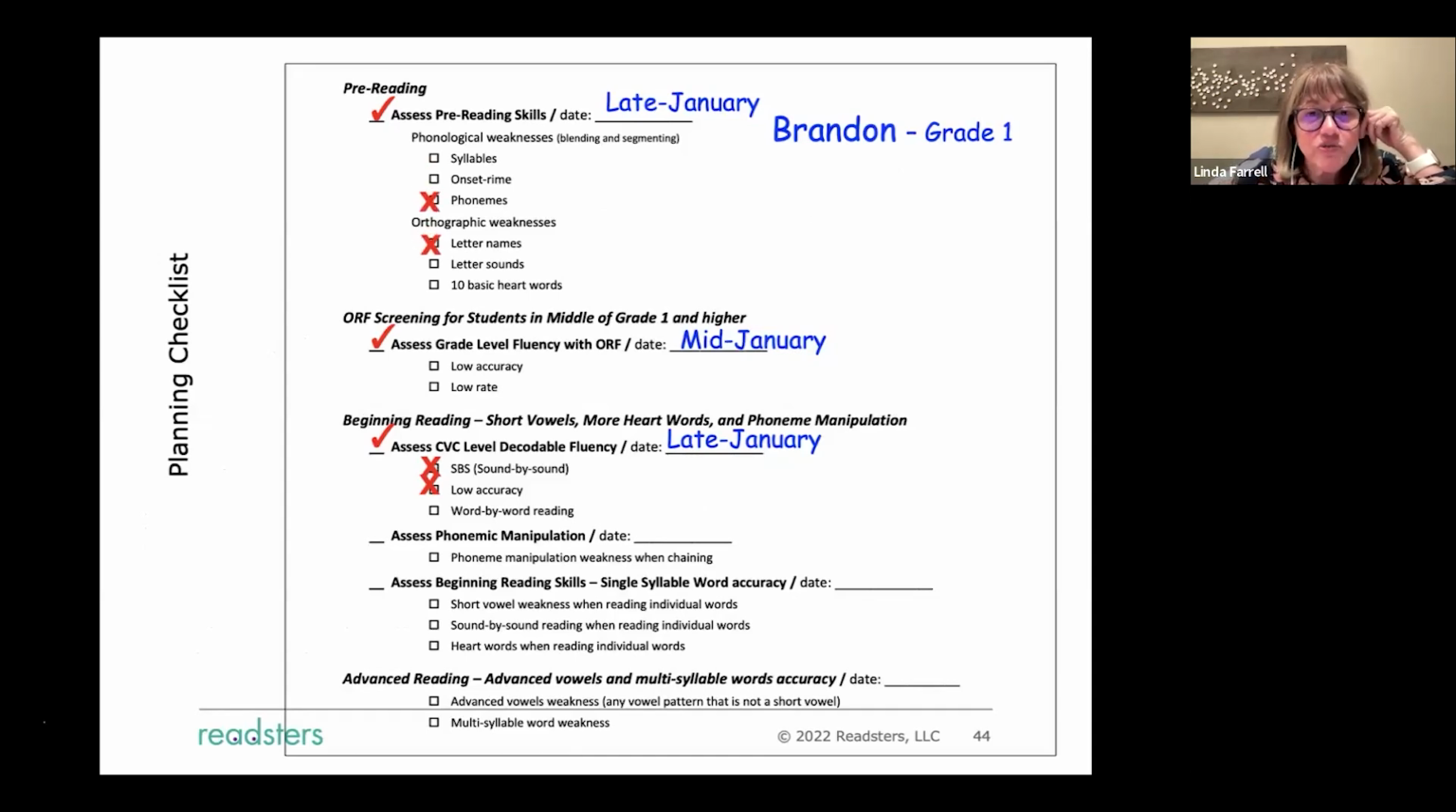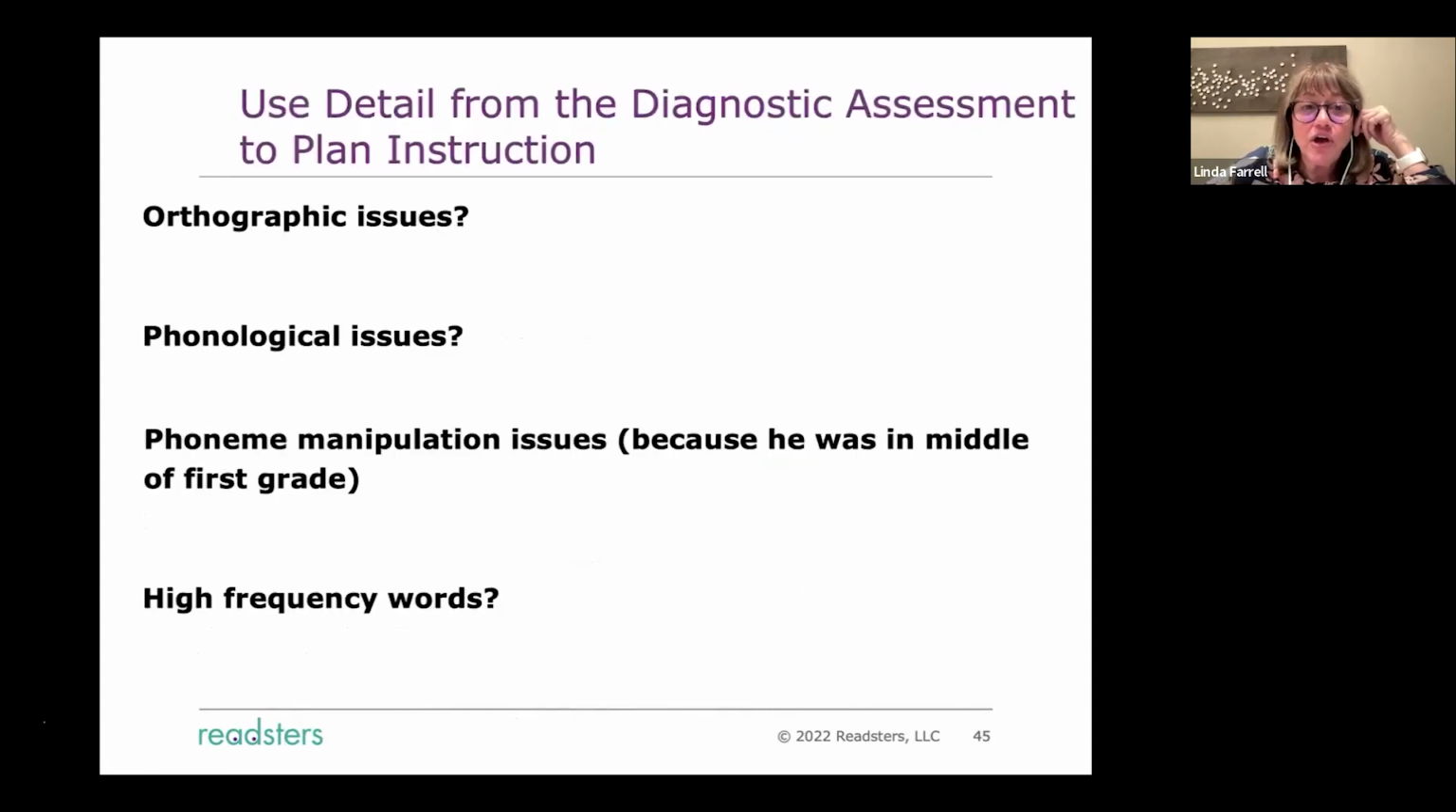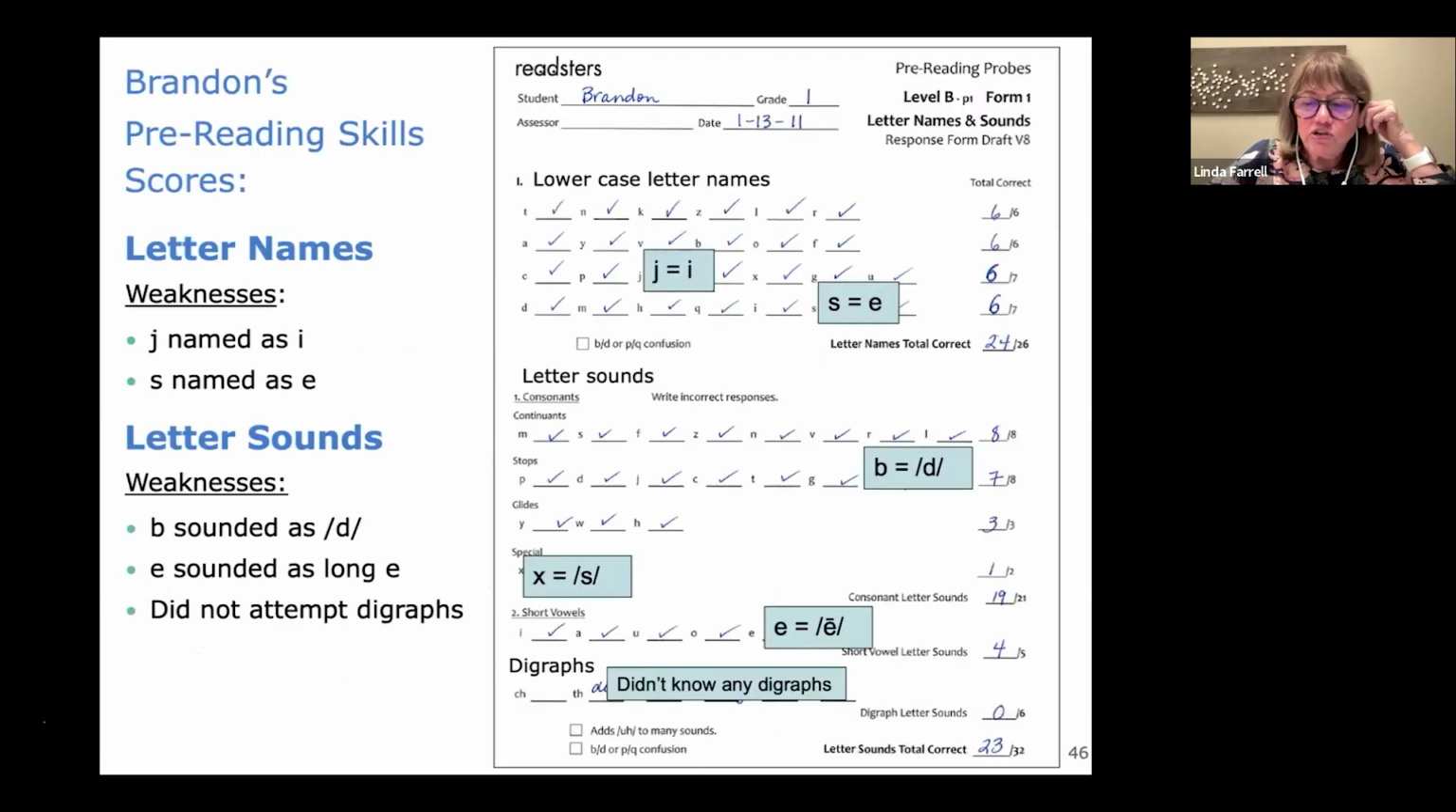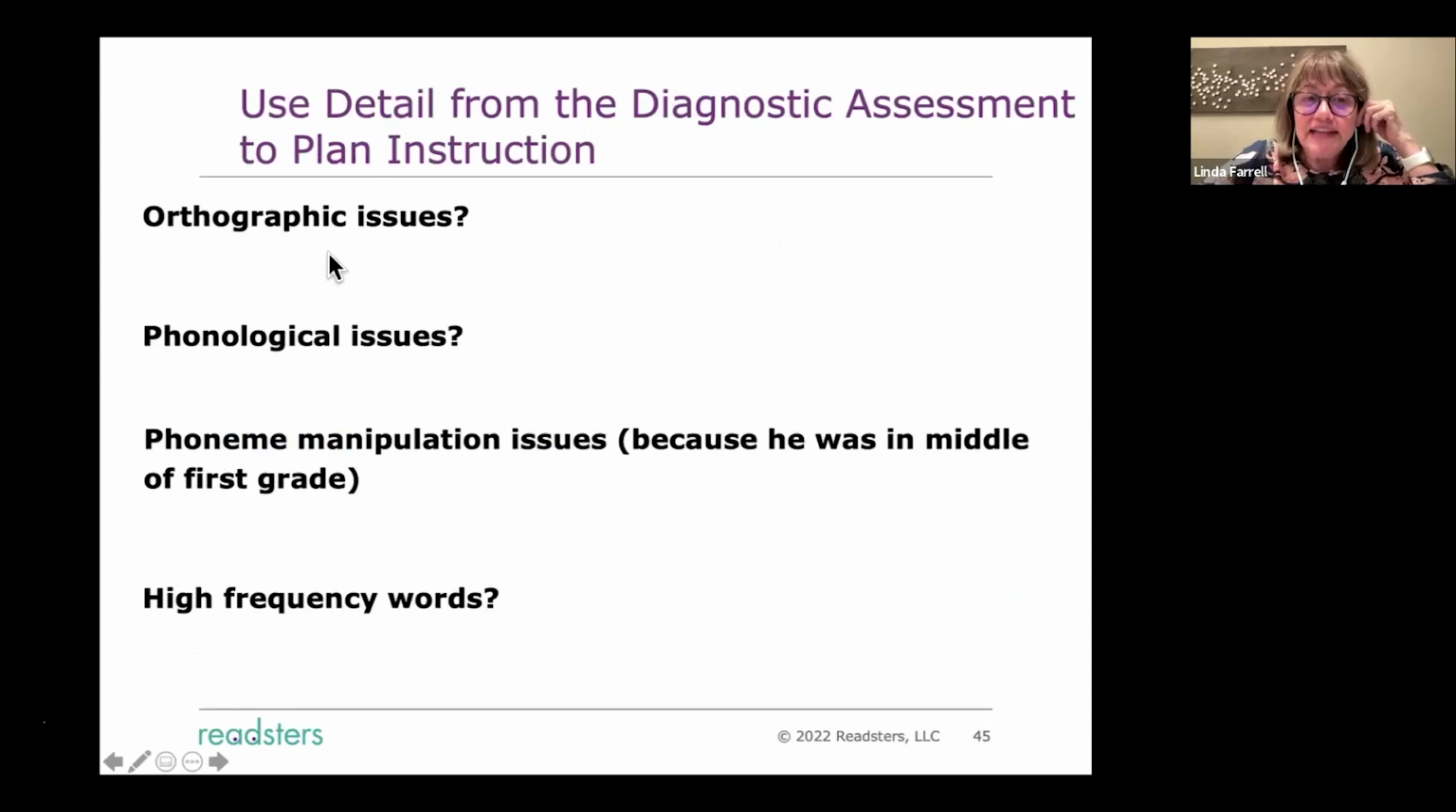We assessed his reading. He had problems with phonemes, with letter names, and with letter sounds. Although it didn't show up on this, we did give a separate assessment. At this time, we were not assessing high frequency words, and he didn't know very many of those. So we can go back and see that he has letter sounds, phonological issues, phoneme manipulation issues, and high frequency word issues.